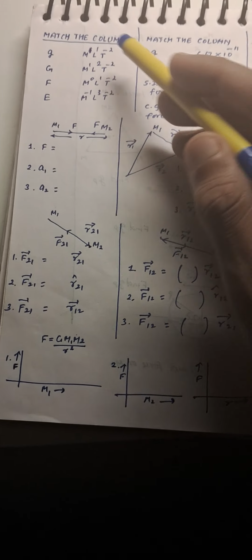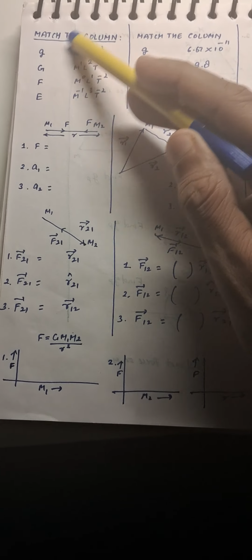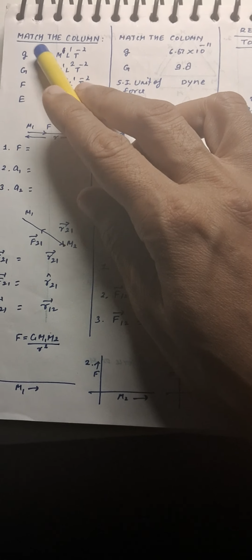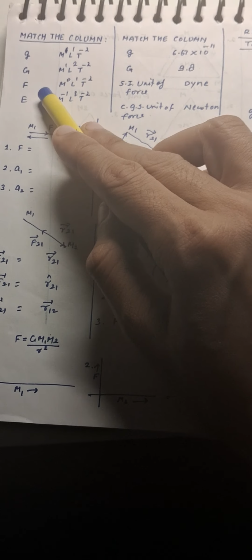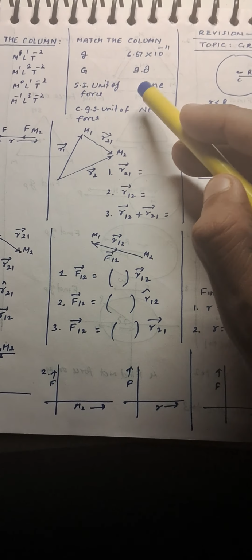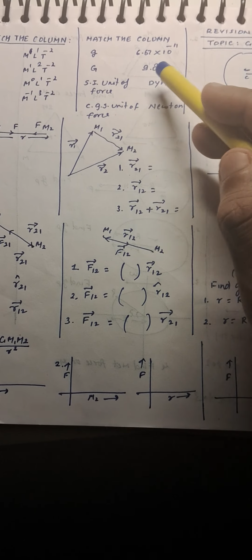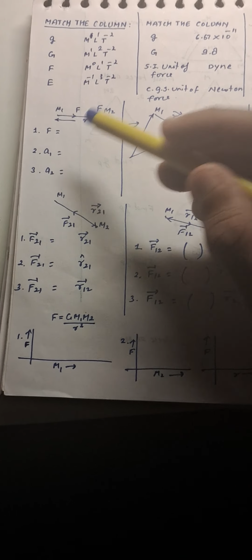Then there is another worksheet. The first question is match the column. Here are certain physical quantities, and you need to match the dimensions of these physical quantities, like small g, acceleration due to gravity, capital G, which is the universal gravitational constant, F is force, E is energy. Then you need to match the column for the numerical values of these parameters.